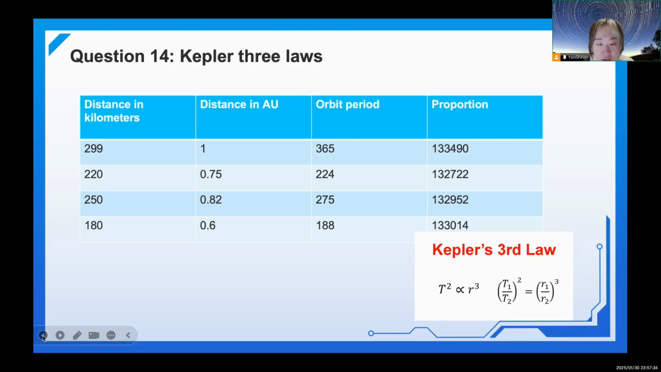After my measurements, I calculated the proportion between the cube of the distance in AU and the square of the orbit period. Then I got these key values. Taken as a whole, my results show that they match. So Kepler's third law holds true.